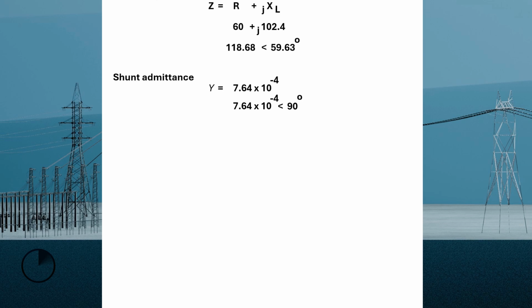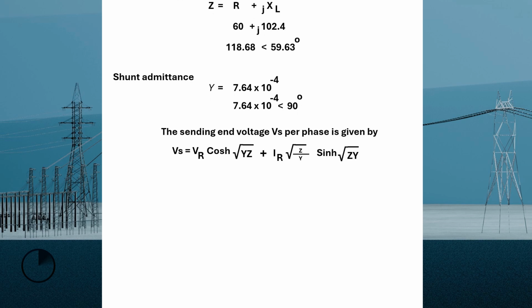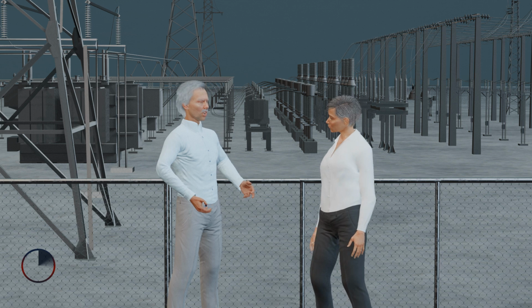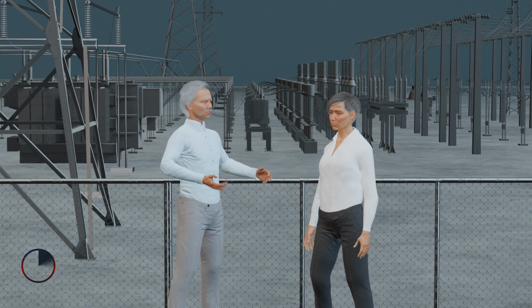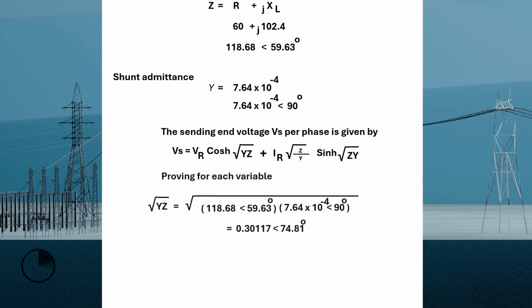Again, the sending end voltage per phase is given as Vs equal to the receiving end voltage Vr multiplied by cosh square root of YZ, plus the receiving end current Ir multiplied by the square root of impedance over admittance multiplied by sinh square root of impedance and admittance. Now, before we can slot our values in, we will need to calculate each variable one by one. So we can slot in the values of our impedance and admittance that we calculated earlier.